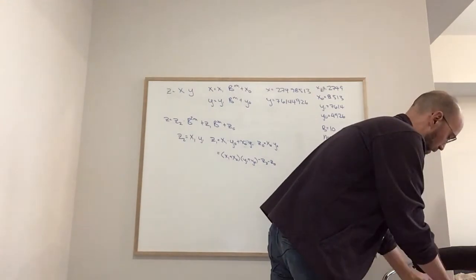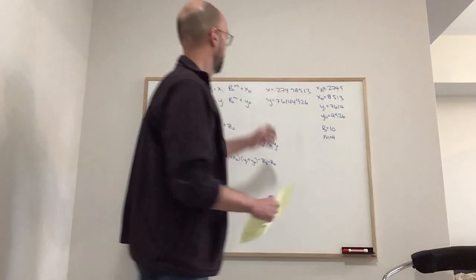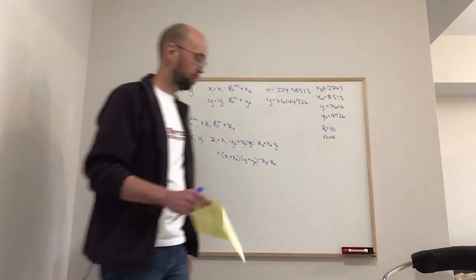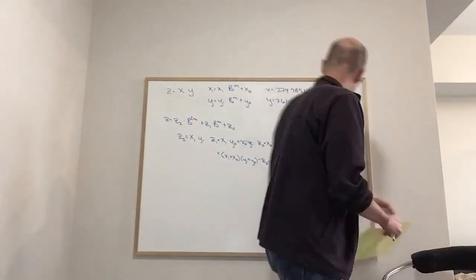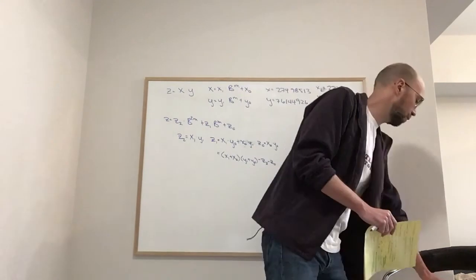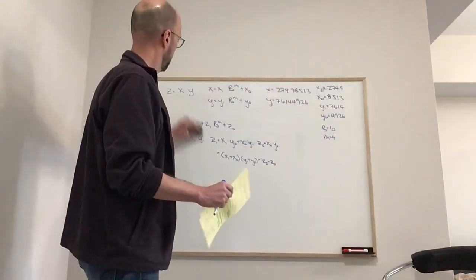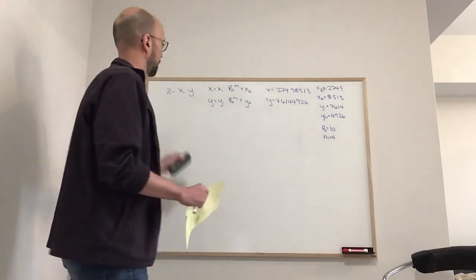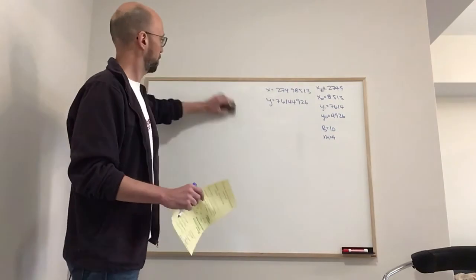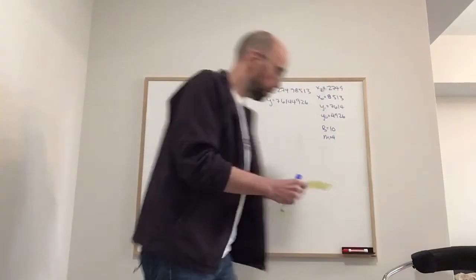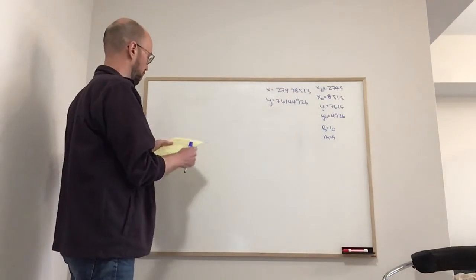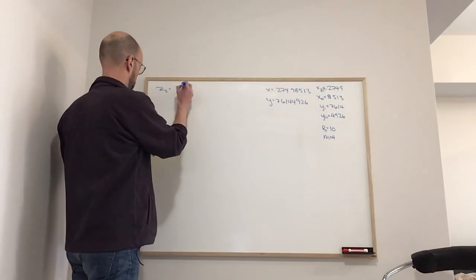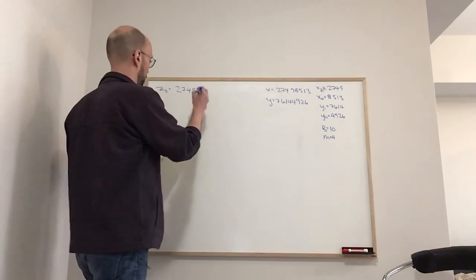Just to be sure that everybody sees how this happens, let's do this example. This is a video, so I can erase this and you won't get lost. Let's have lots of analysis space. So we have x1, y1, x0, y0. So z2 equals 2749 times 7614.